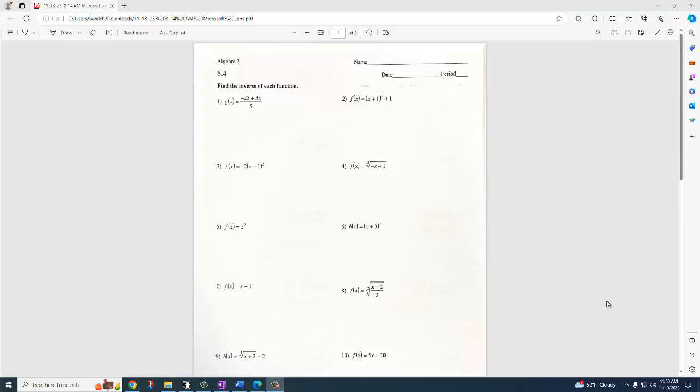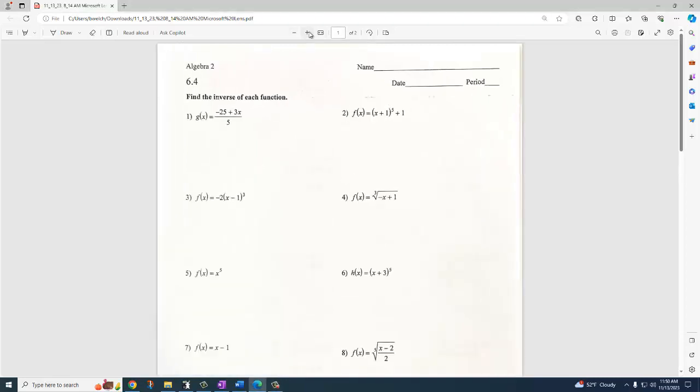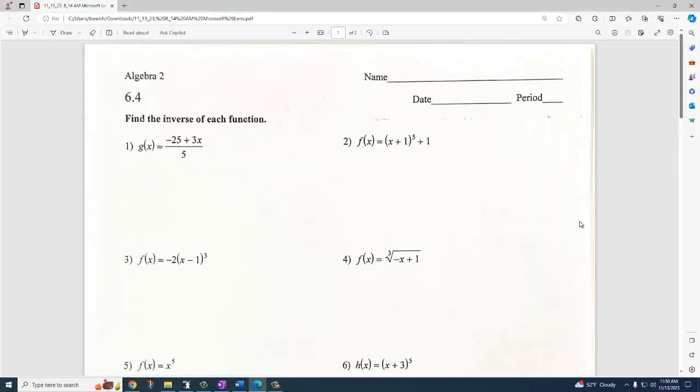Okay, so these are the notes for 6.4, where we're working to find the inverses of functions. And finding an inverse of a function is really a simple two-step process. Let's go ahead and zoom in here a little bit, make this a little bit bigger. There we go. When we're trying to find the inverse of a function, that's the equation that does the exact opposite, or the equation that will undo every step of another equation.